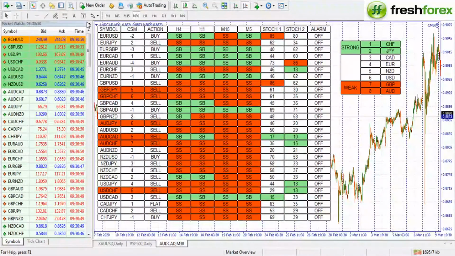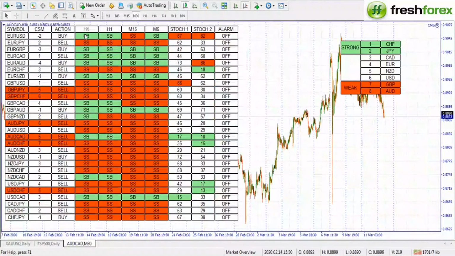So let's see exactly what we have for the day. These are the symbols where we have a very good trend. We have Euro GBP where we're looking for a buy. Euro CAD, we're looking for a buy. Euro AUD, we're looking for a buy. Euro CHF, we have a long-term sell.